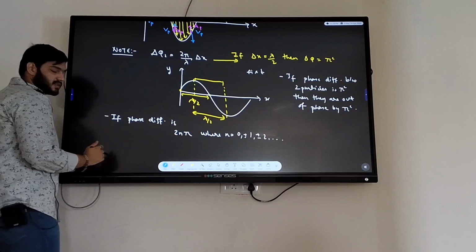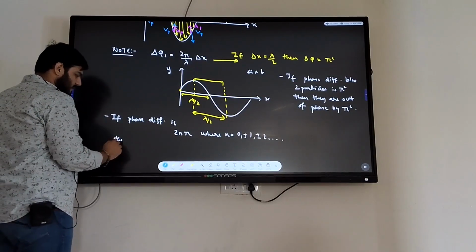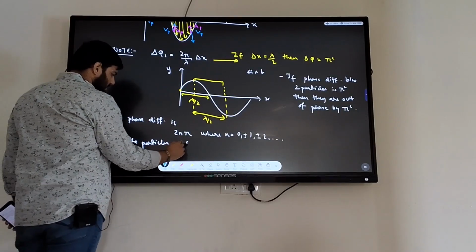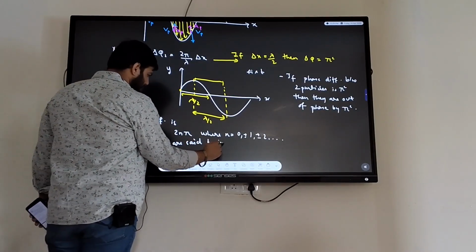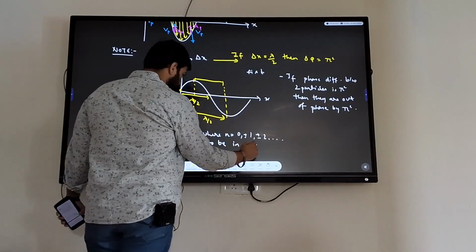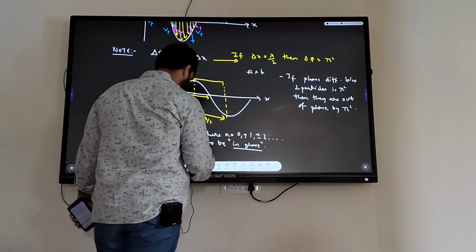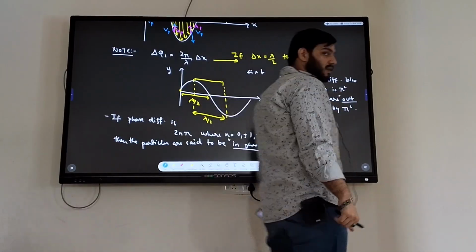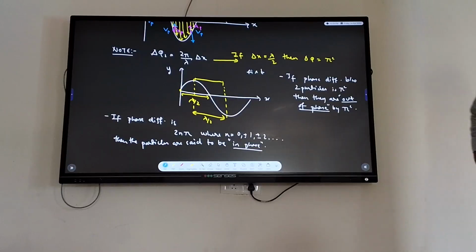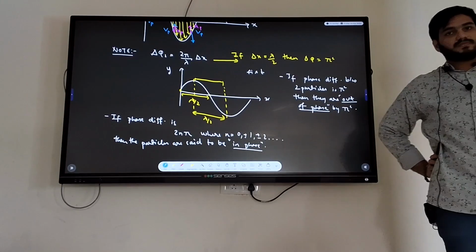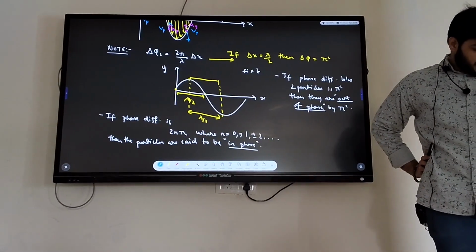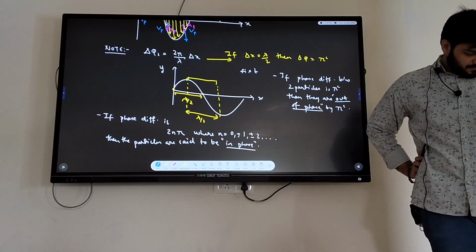Then the particles are said to be in phase. These are the terms, so please remember them: out of phase, in phase. I should have talked about this before that relation. Now I have to give a question.